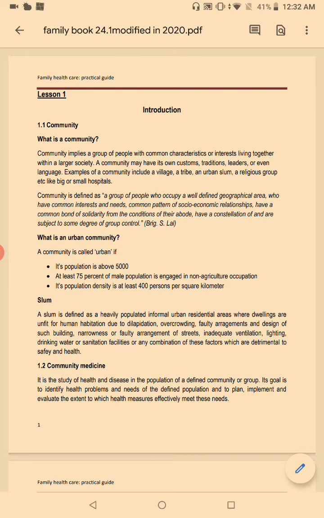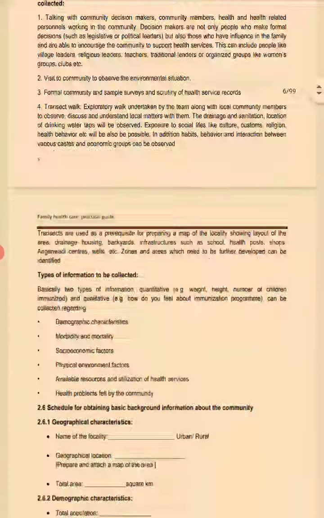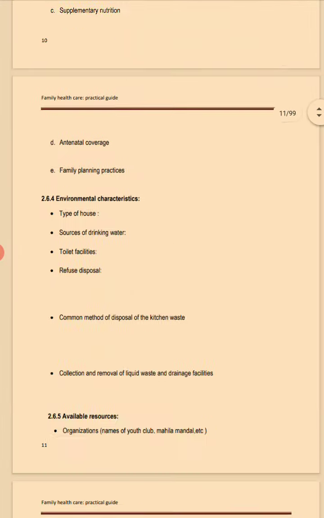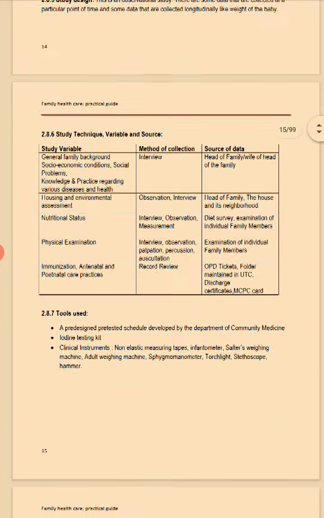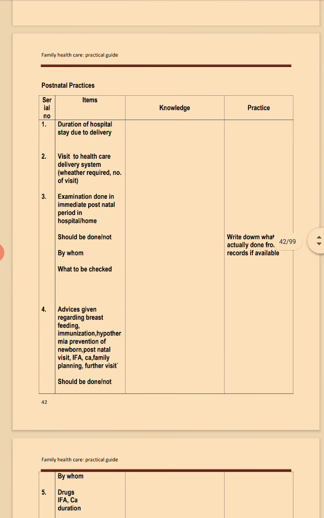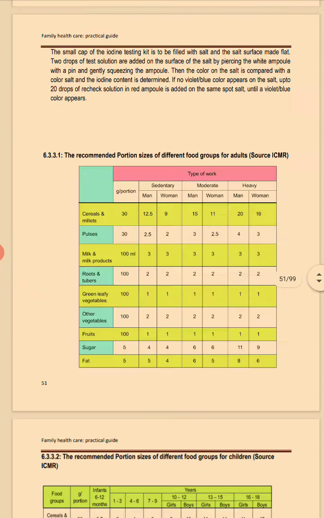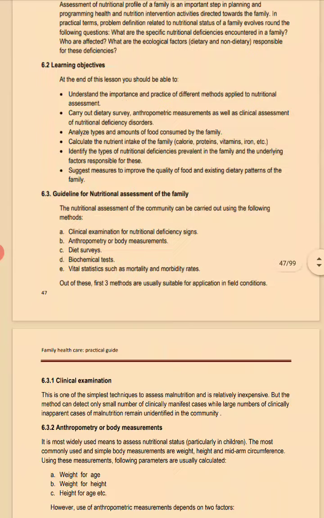Today I shall be discussing the nutrition part of your family. So this is the book. You must get a copy of the book and fill this up. I am directly coming to the nutrition part. Okay, so this is the nutrition part.